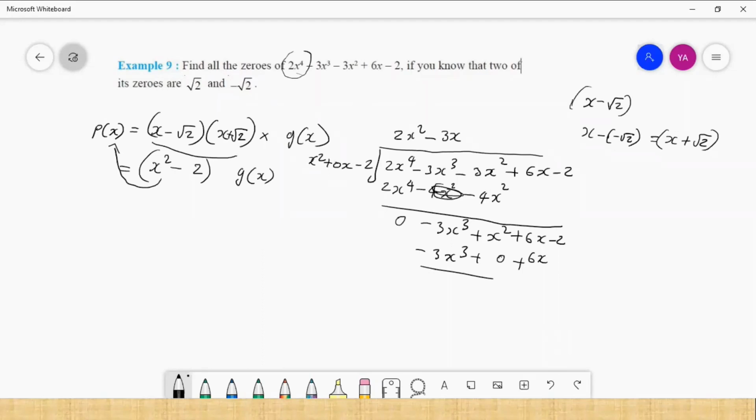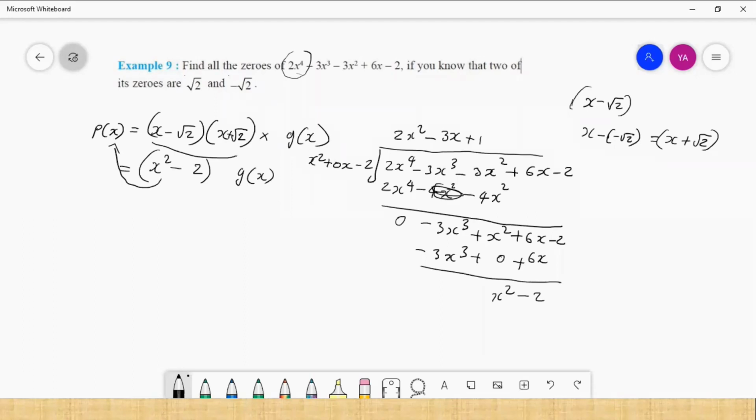Okay, and next line, yes, subtract, and x square minus 0 is x square. Then 6x minus 6x is 0. Then minus 2 is here. So we need one more step, right? So add plus how many? What will be the third term here? 1. It's plus 1.